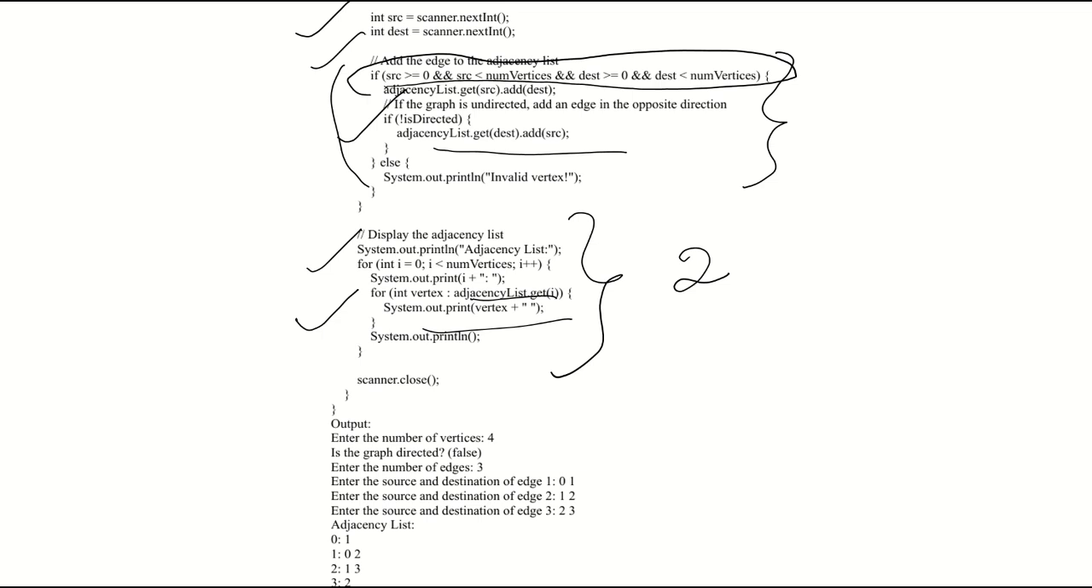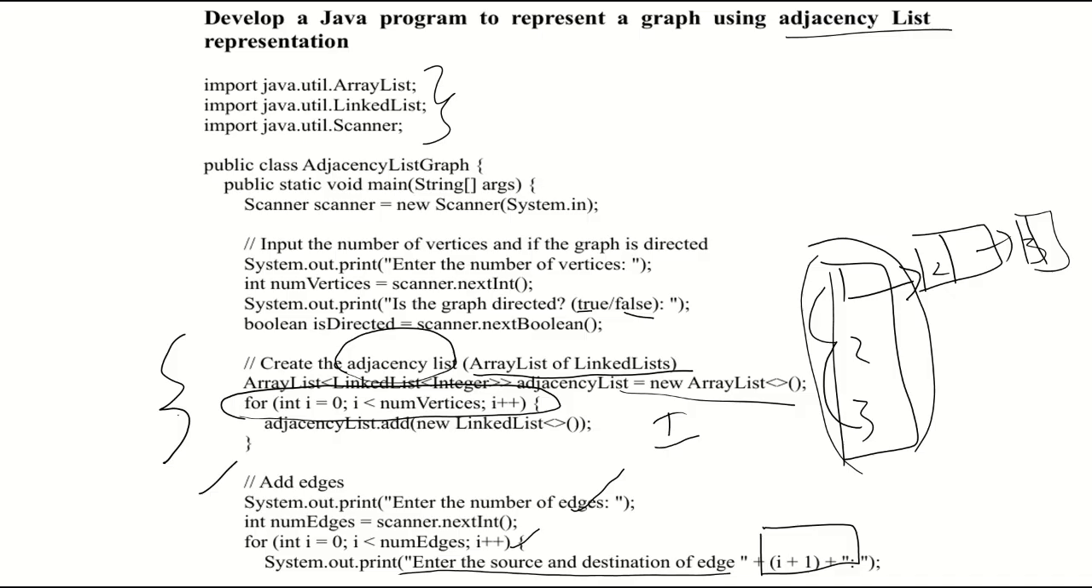Now, let us see how the output is given. It asks for the number of vertices. We have given 4. It asks whether the graph is directed, and for this example, we have taken false. The number of edges we have taken is 3. So for edge 1, the source and destination will be 0 and 1. For edge 2, 1 and 2. For edge 3, 2 and 3. Now the adjacency list will be printed like this. For 0 it is 1, for 1 it is 0 and 2, for 2 it is 1 and 3, for 3 it is 2.